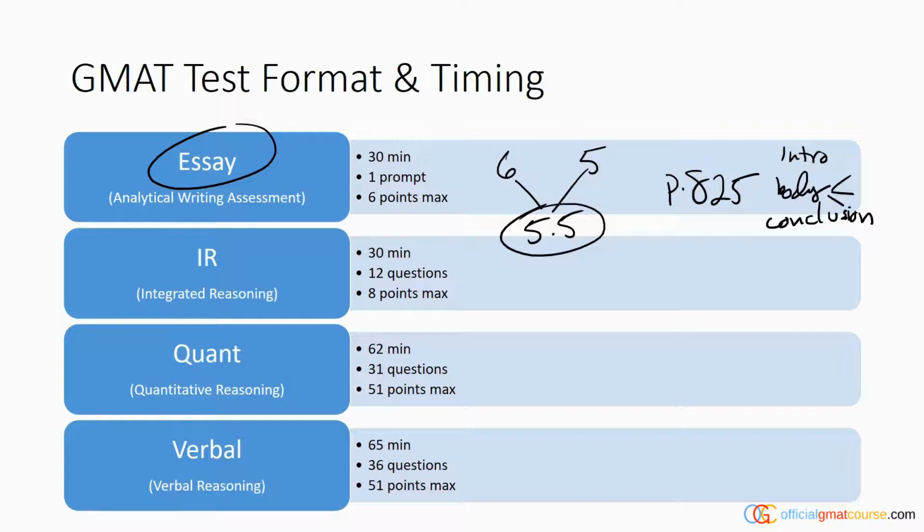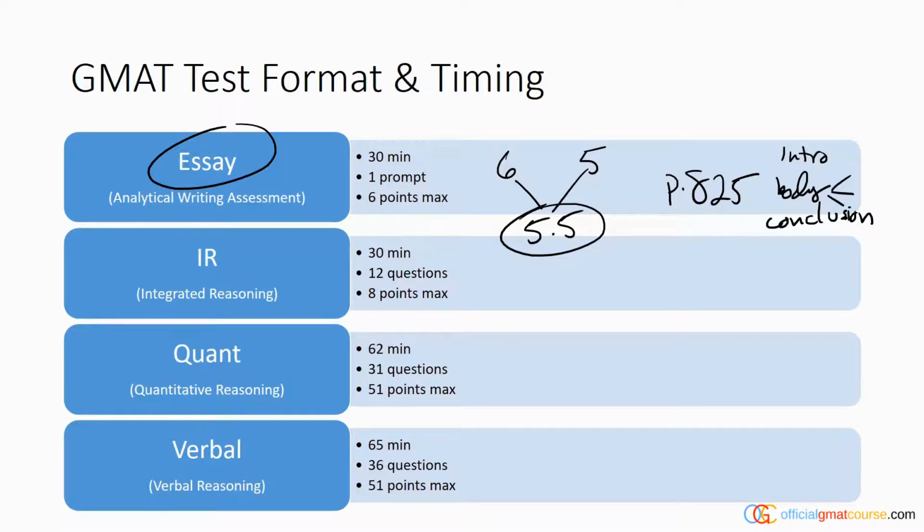I got a 6 out of 6 on my essay on test day, and I really did not reinvent the wheel. You want to focus on using transition language like firstly, secondly, and finally, and have that stuff kind of mapped out in advance of the test.